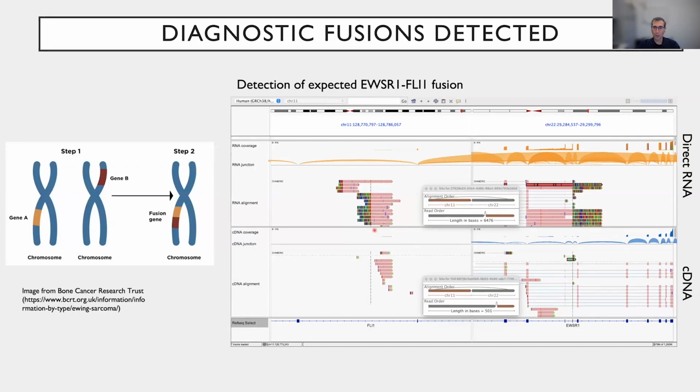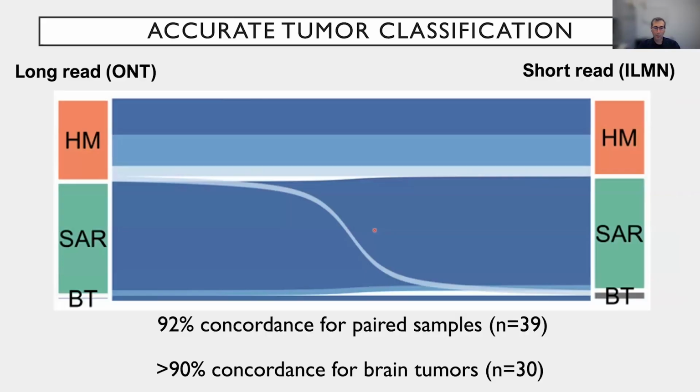So really good. And what we see as we analyze the whole cohort together is over 90% concordance for paired samples where we have both the long read and the short read, and extremely high concordance for the clinical diagnosis of the brain tumors as well. Of course, many of those have been subtyped into different groupings of medulloblastomas and others, and we're able to find that as well here.